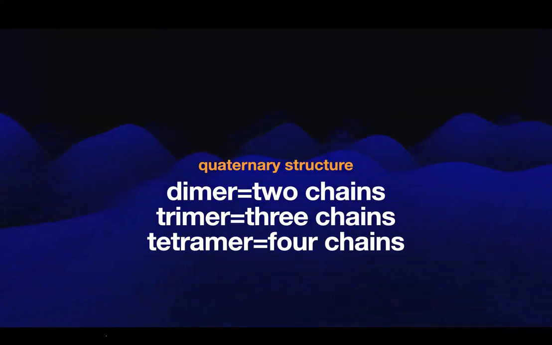But the hemoglobin molecule, as you know, is a collection of 4 different chains of proteins joined together, right? Two alpha chains and 2 beta chains. This is a good example of a quaternary structure. It is multiple polypeptide chains joined together.